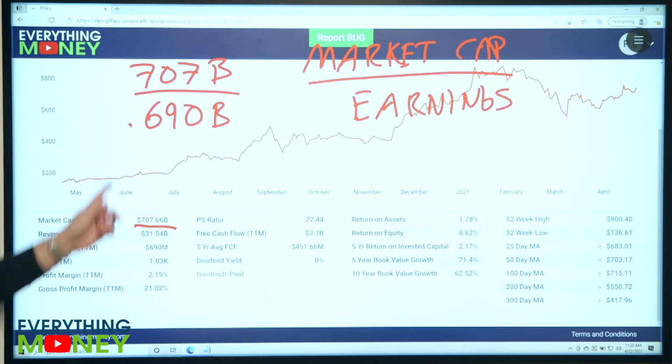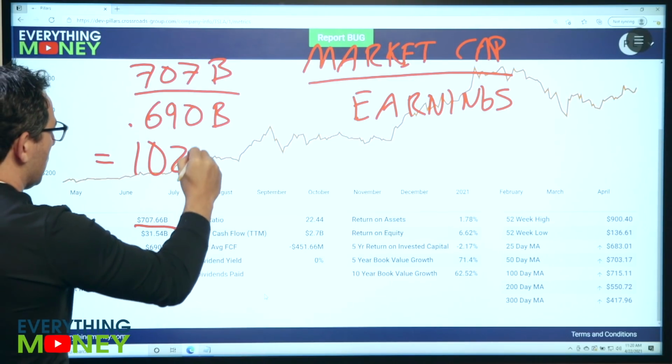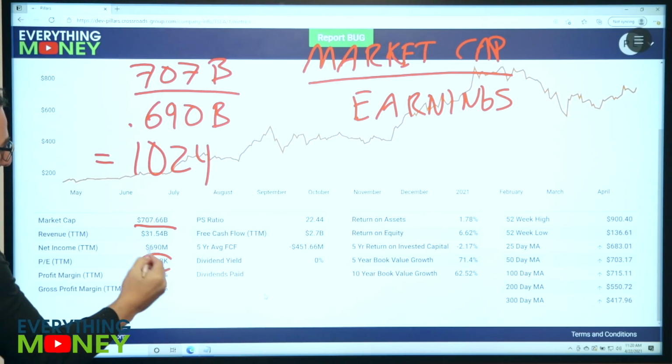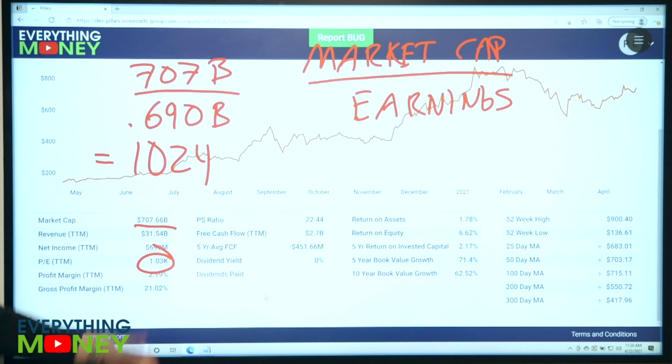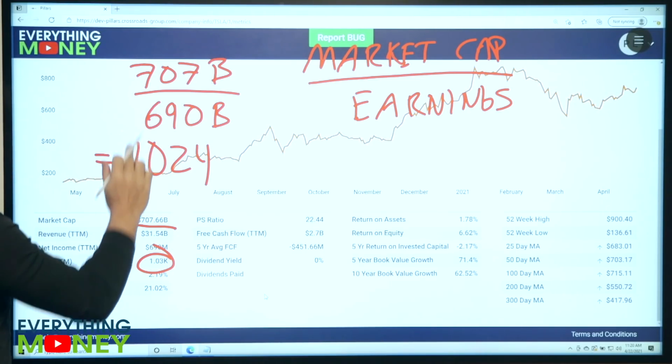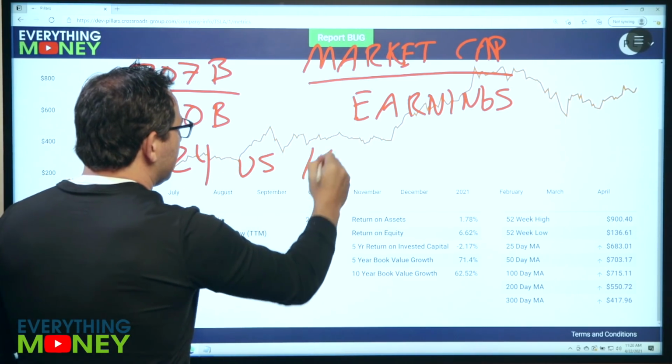Seth, can you do me a favor? Can you divide that number out real quick? 707 divided by 0.69 is 1,024, Paul. 1,024. We have it listed at 1,030. Probably some rounding thing going on. 1,024 versus a historical average of 15.